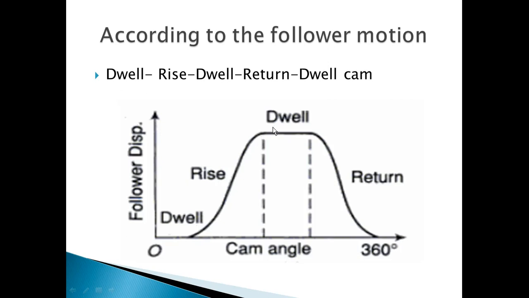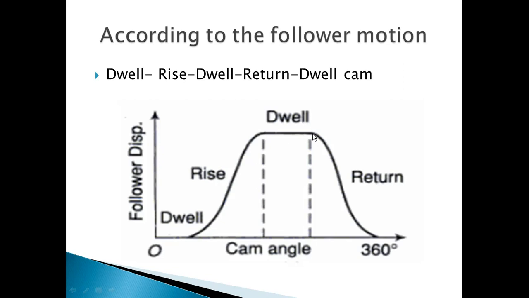Once again, there will be a dwell. It means that the follower does not move from its position. It will remain steady, though the cam is rotating for a certain degree. If I say that this is 60 degrees, the cam is rotated through a 60 degree angle, but the follower does not move from its position. It has achieved its topmost position. It remains over there. Okay, so that is the dwell portion.